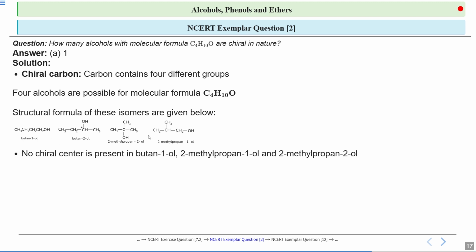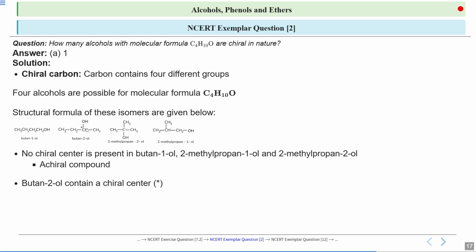Similarly, in 2-methylpropan-2-ol, no single carbon is present with 4 different groups. And similarly, in 2-methylpropan-1-ol, no carbon is bonded to 4 different groups. So these 3 alcohols are achiral compounds because they don't contain any chiral carbon. Only butan-2-ol contains a chiral center, which we represent by a star.